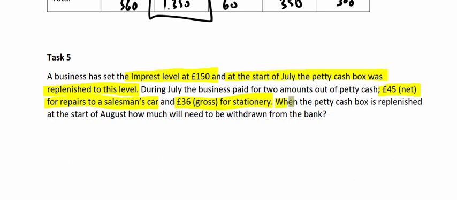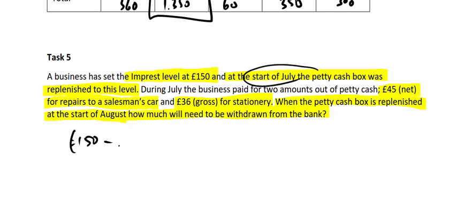When the petty cash box is replenished at the start of August, effectively to replace the amounts that have been spent, how much will need to be withdrawn from the bank to put back into petty cash? Well, effectively, we'd have £150 that we had at the start of July when they replenished the level. Knock off the 2 amounts spent.